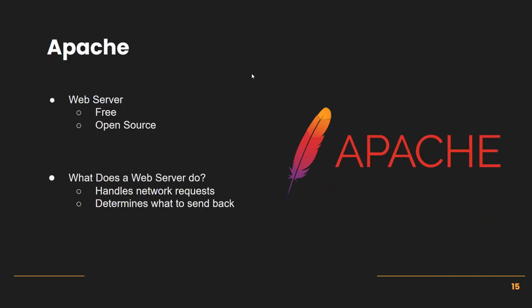All right, Apache. So it's a web server. It's free. It's open source. A lot of the tools we're going to be using today are free and open source. So you can download them yourself if you wanted to. If you're not sure what a web server does, its main priority right now is it handles any and all network requests and it determines what to send back. So if someone's trying to get something from a website, the web server will take that request, determine what it needs. And then it'll tell all the other apps, hey, this is what we need to gather. This is what we're going to send out. So that is what our web server does. And in this case, we're using Apache.